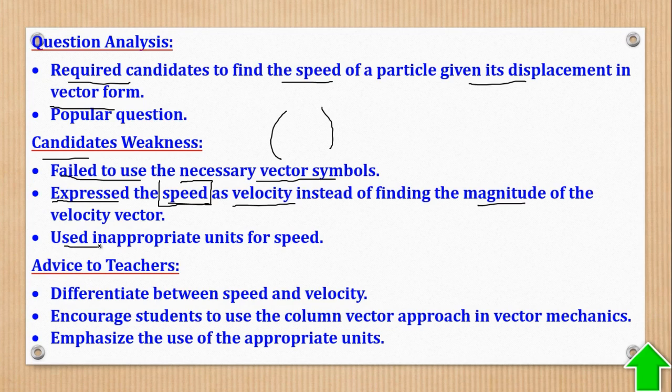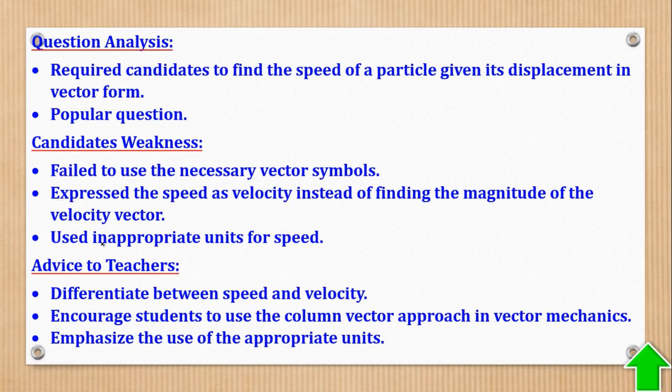Then also another weakness is that candidates used inappropriate units for speed. So speed is meters per second because the displacement was meters and time was seconds. So you should write meters per second. Some could write kilometers per hour, which is not okay. Then the advice to teachers is that they should teach students to differentiate between speed and velocity. Those two are different. One is the magnitude of the other. So if they ask for velocity, you leave the answer in vector form. But if they ask for speed, you must get the magnitude.